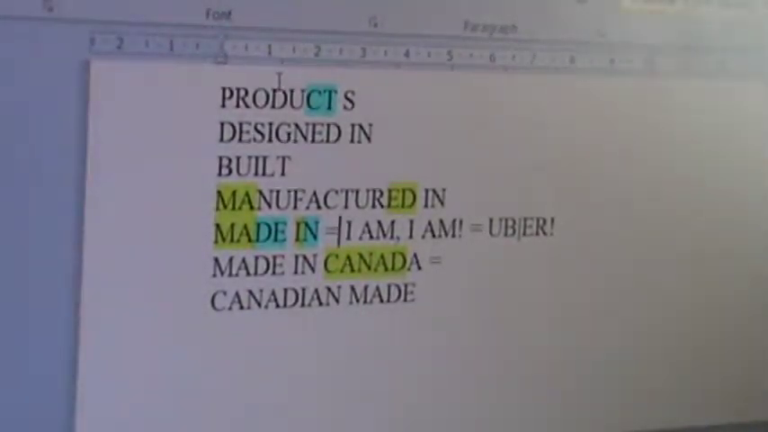Made in Canada. Wow. A wallet starts with a W, I am. Leather ends in I am. Treasure hunt song. Gee. Made in Canada. Country flag.